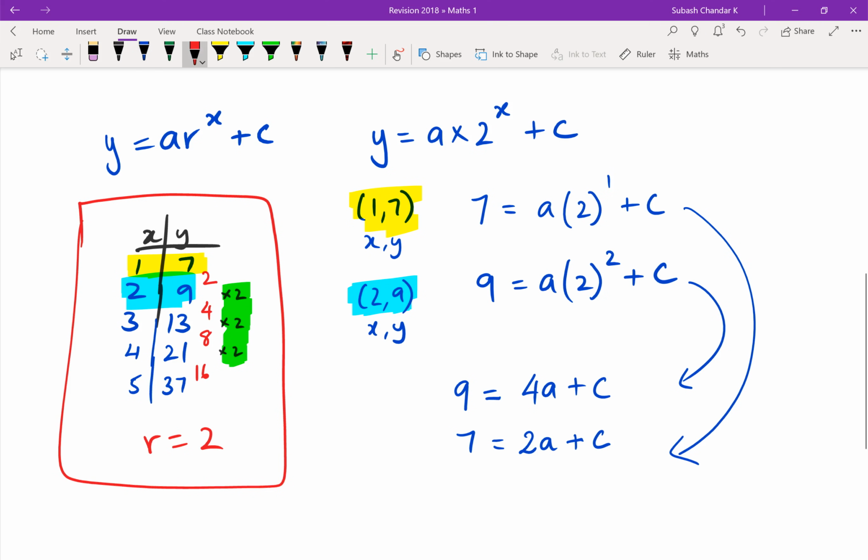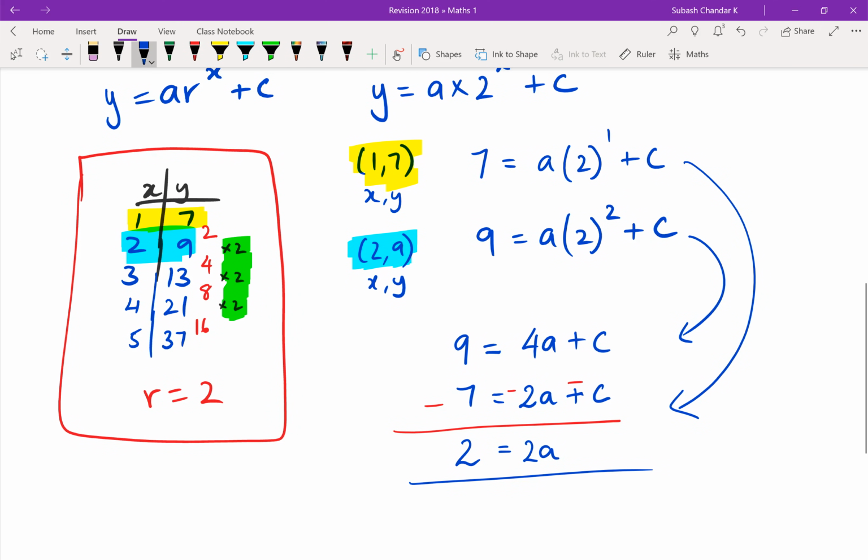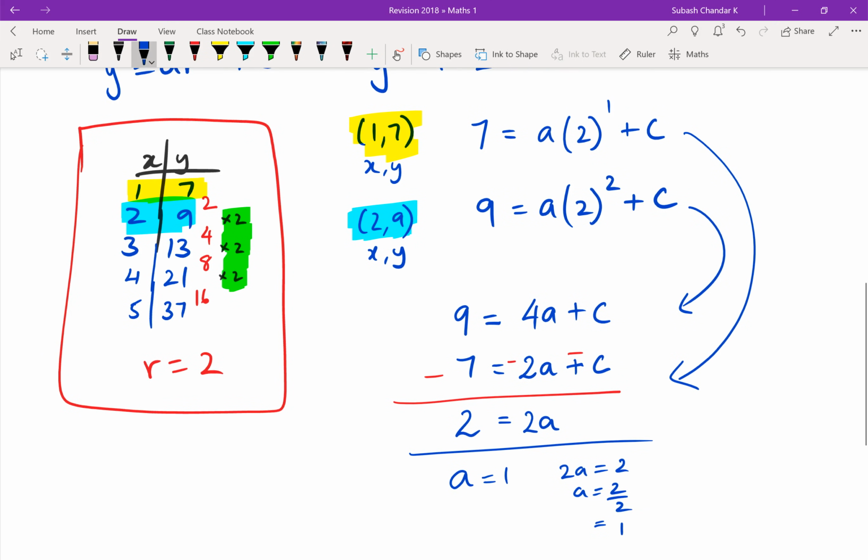Then I can go the top equation minus the bottom equation. So I've got 9 minus 7, 4a minus 2a, c minus c. C minus c becomes 0. 9 minus 7 is 2, and 4a minus 2a is 2a. Which means I can say a is equal to 1, because if 2a equals 2, then a is 2 divided by 2, which is 1.